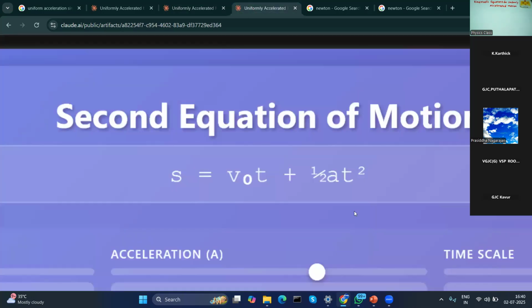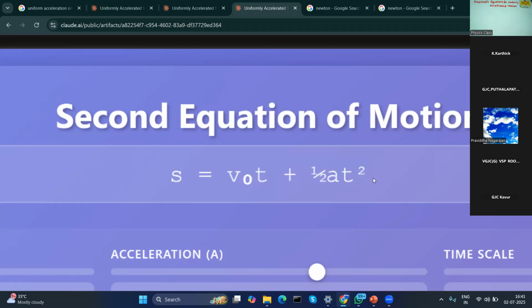Second equation of motion. What is the formula? S means x, they have taken, correct? So what is x? Distance or displacement? Yes, very good. Displacement we will take as x, which is equal to v naught t plus half a t square.